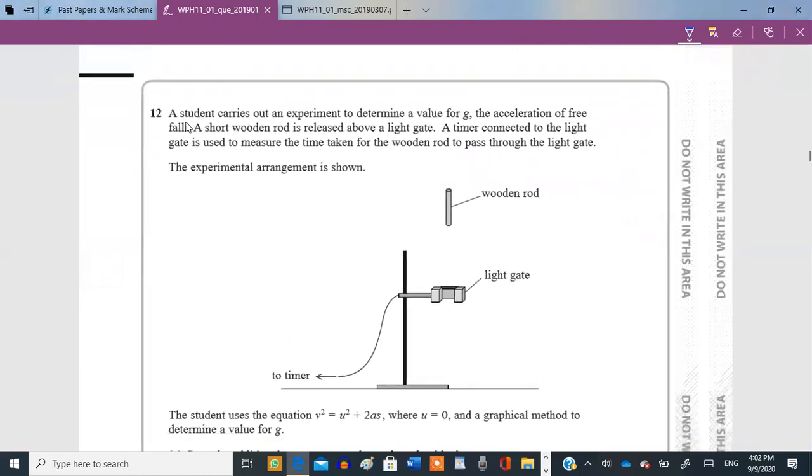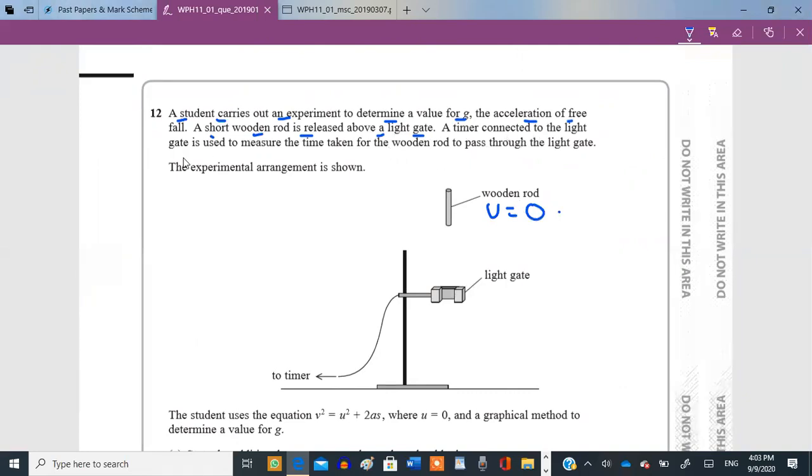All right, so again, a kinematics question. A student carries out an experiment to determine a value for g, the acceleration of free fall. A short wooden rod is released above a light gate. This is your light gate. This is a rod. It is released. Released means its initial velocity is 0.